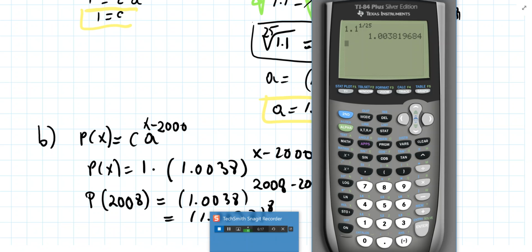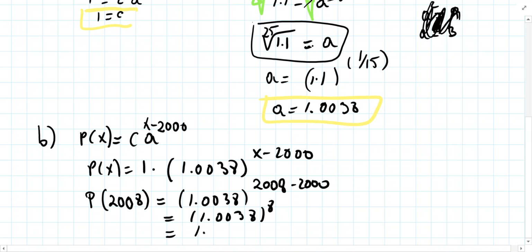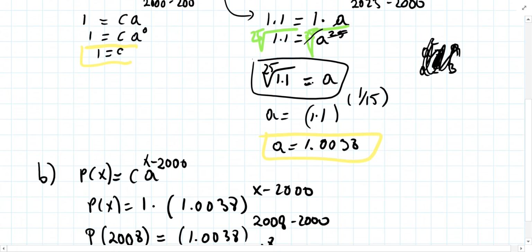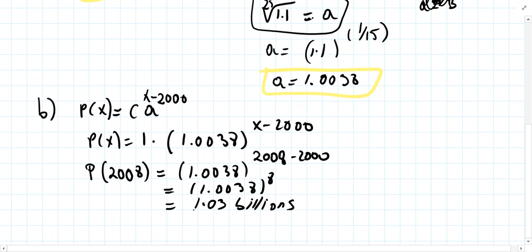So when I put that in the calculator, 1.0038 to the power 8, I get that the population is going to be 1.03. Remember, this is billions, 1.03 billion. It makes sense because this is exponential growth. So at first in 2000 it's 1 billion. In 25 years it was 1.1 billion. It makes sense that in just 8 years it's something in between a billion and 1.1 billion.